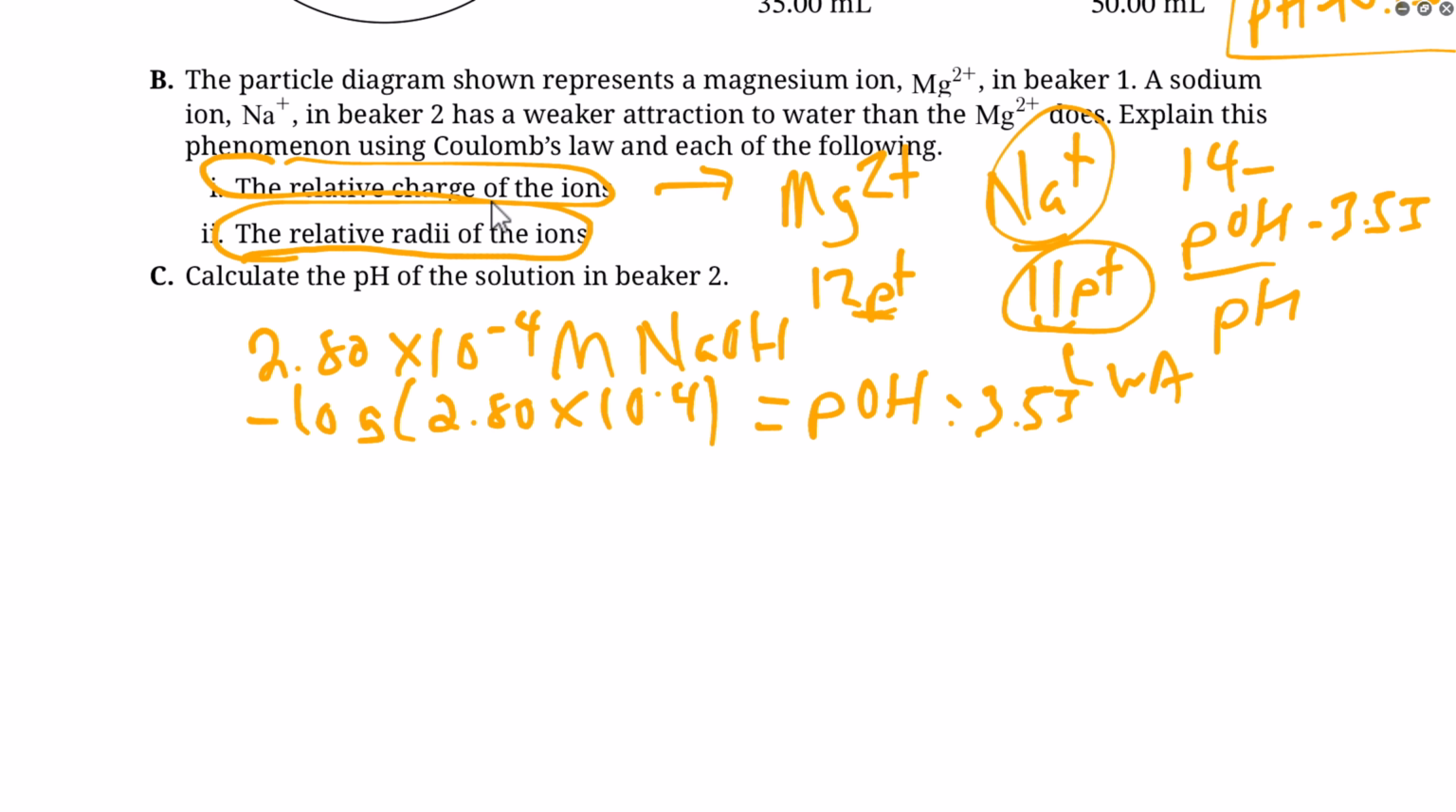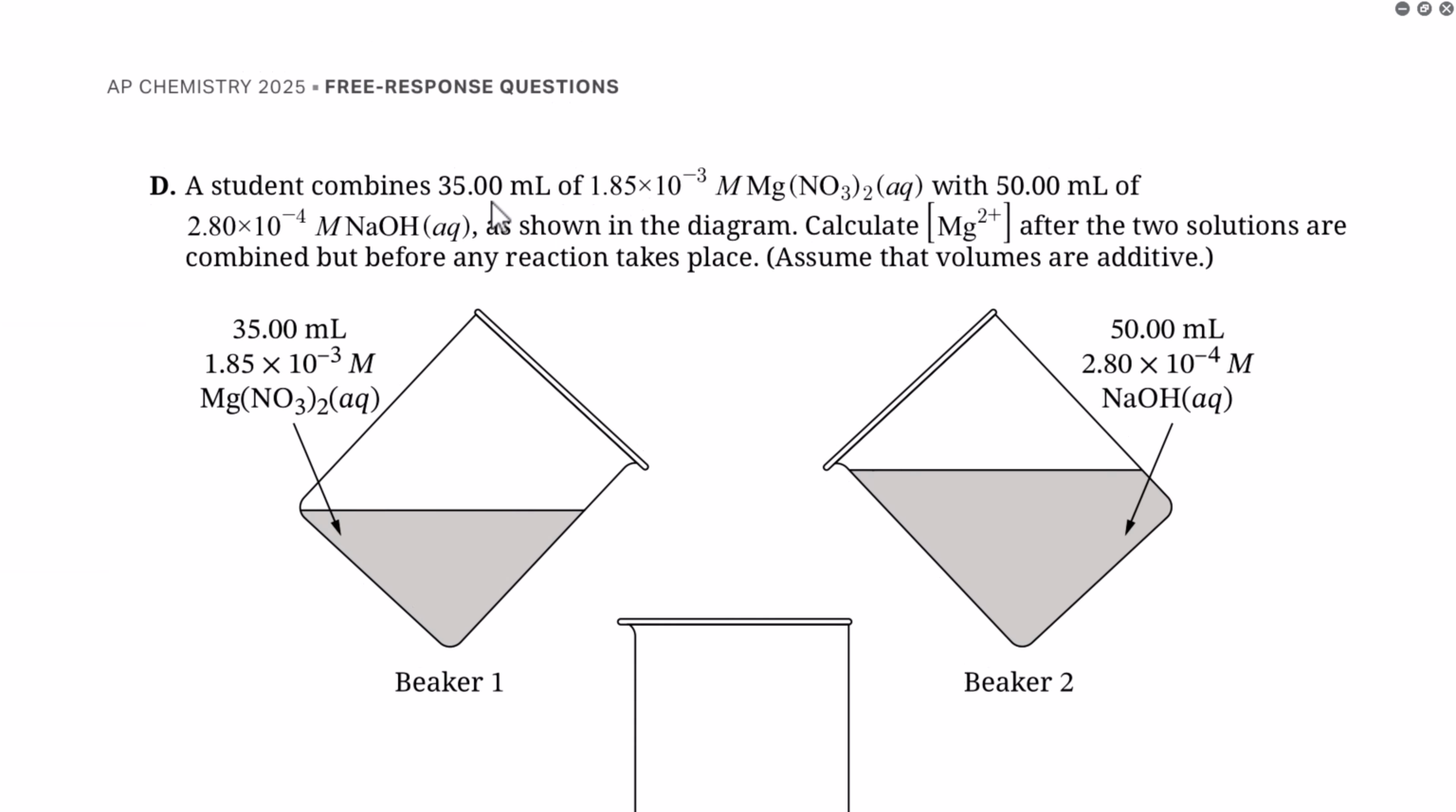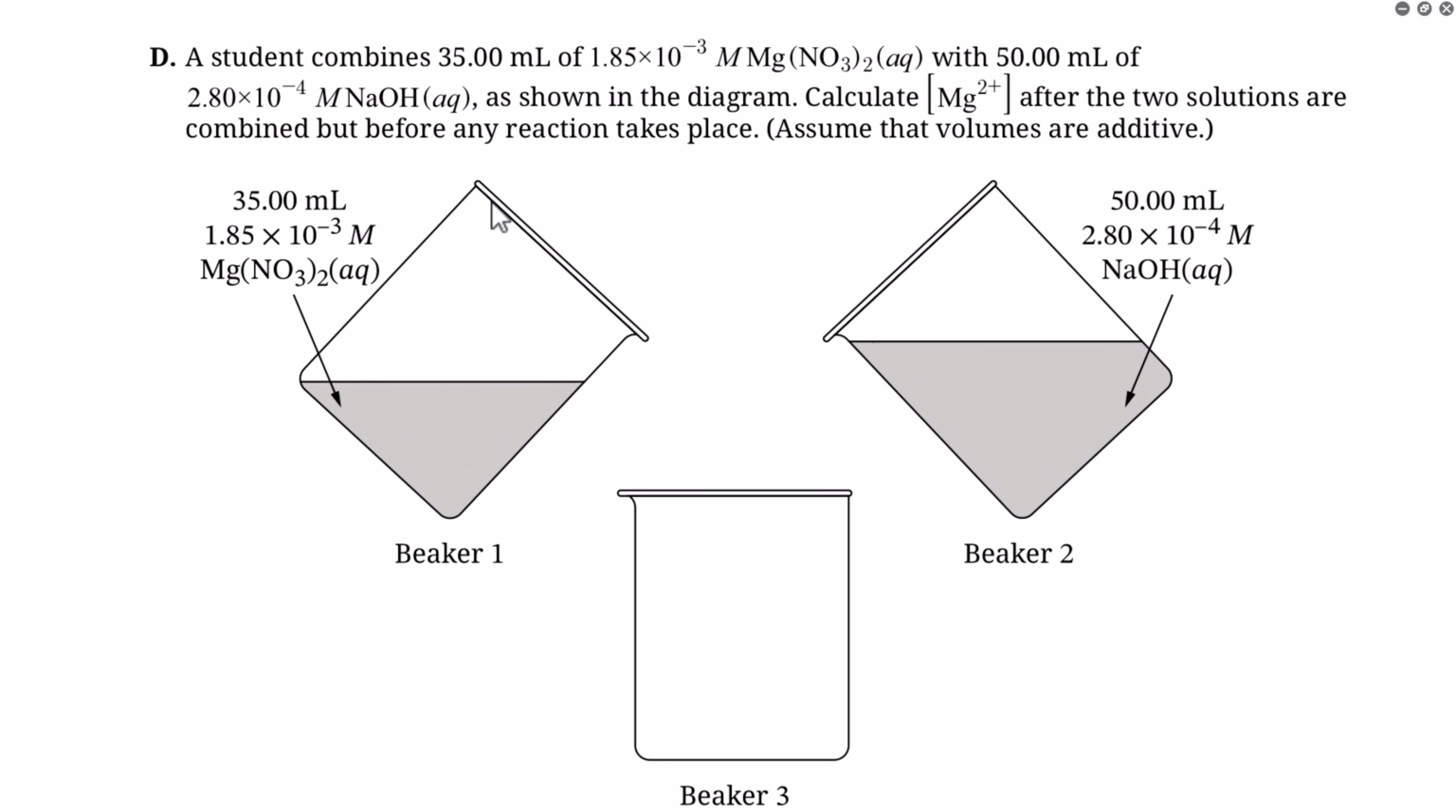Nothing too difficult here. Nice little introduction. All right, so for part D here, it says a student combines 35.00 milliliters of a 1.85 times 10 to the negative 3rd molar Mg(NO3)2 solution with 50 milliliters of 2.80 times 10 to the negative 4th molar NaOH, as shown in the diagram. It wants us to calculate the concentration of Mg2+ after the two solutions are combined, but before any reaction takes place, and assume that the volumes are additive.